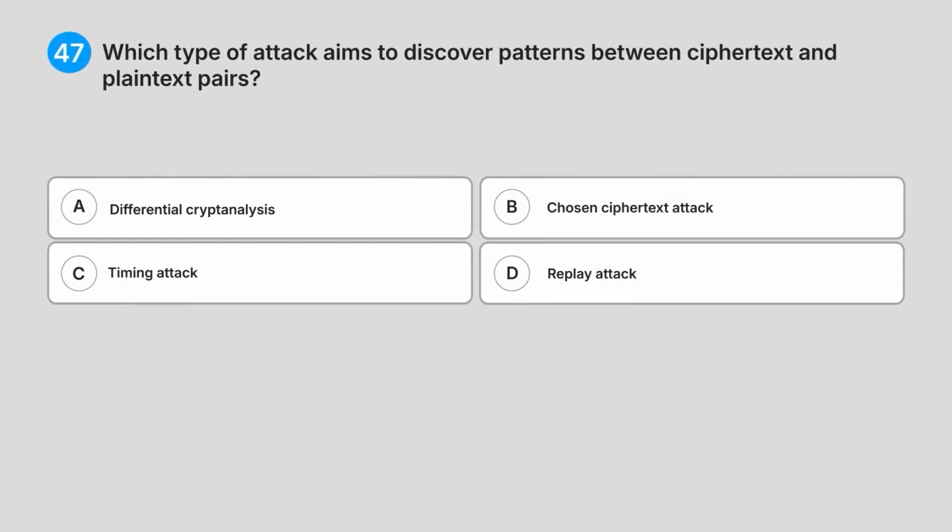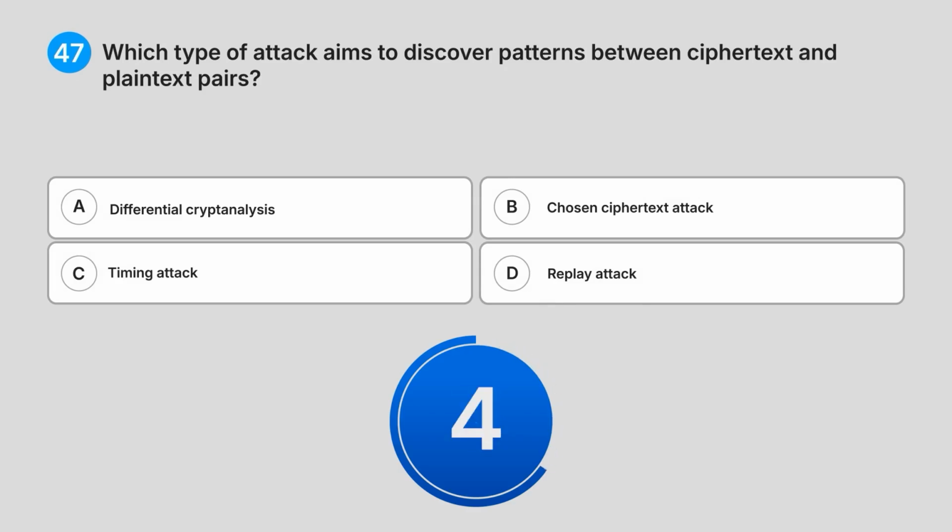47. Which type of attack aims to discover patterns between ciphertext and plaintext pairs? A. Differential cryptanalysis. B. Chosen ciphertext attack. C. Timing attack. D. Replay attack. What do you think is the answer?